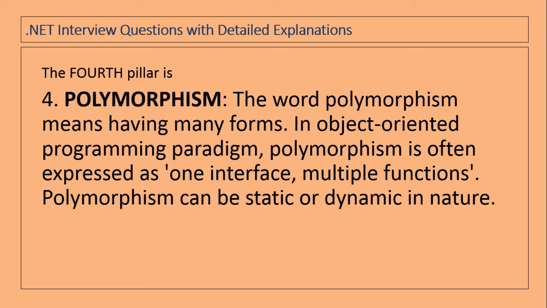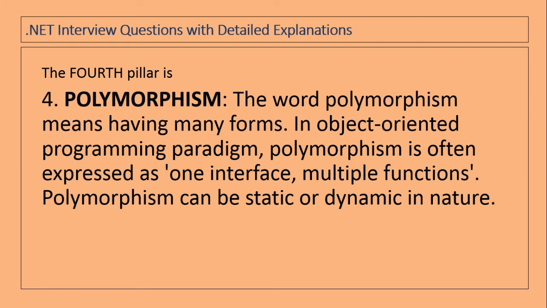The word polymorphism means having many forms. In the object-oriented programming paradigm, polymorphism is often expressed as one interface, multiple functions. Polymorphism can be static or dynamic in nature. Now, the question will be, what is static and what is dynamic polymorphism? Static polymorphism is that the code is analyzed at compile time, while dynamic polymorphism is analyzed at runtime.